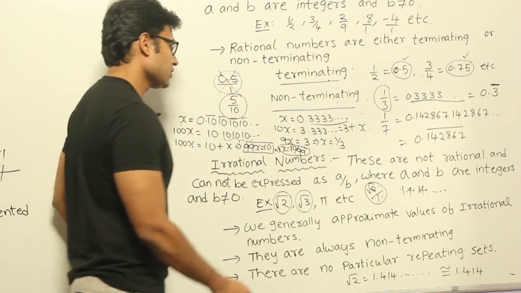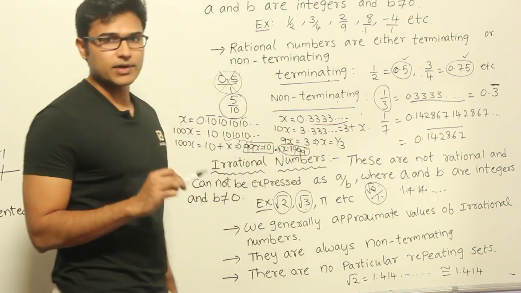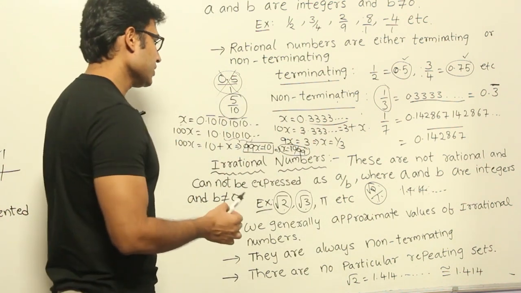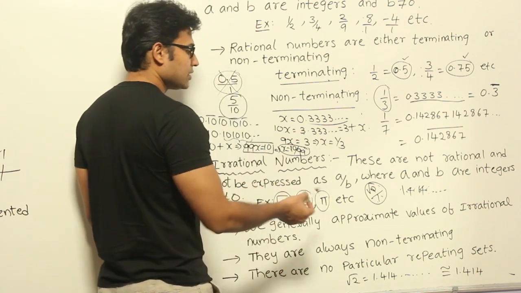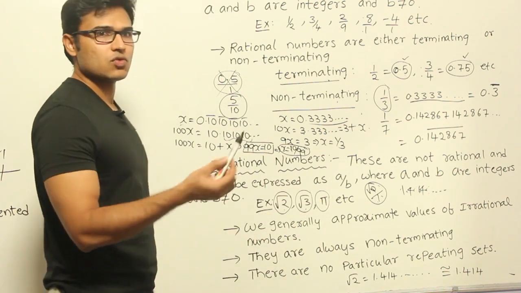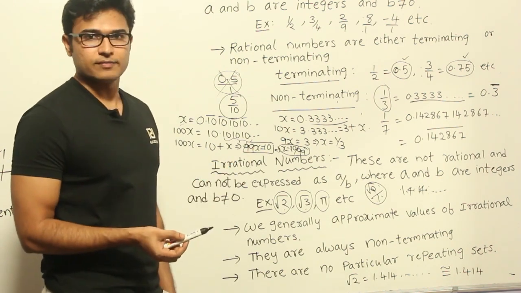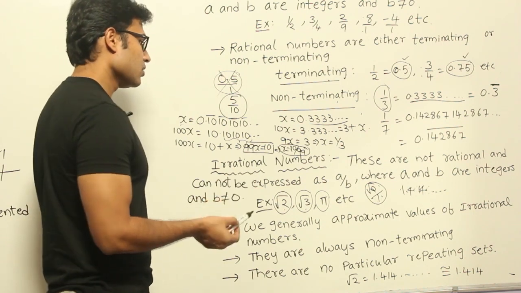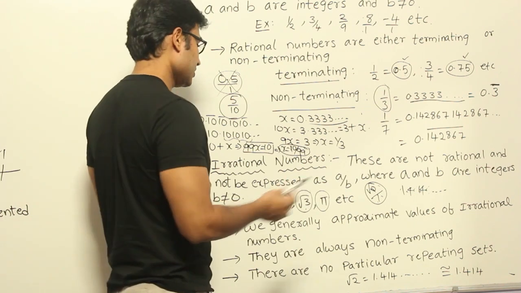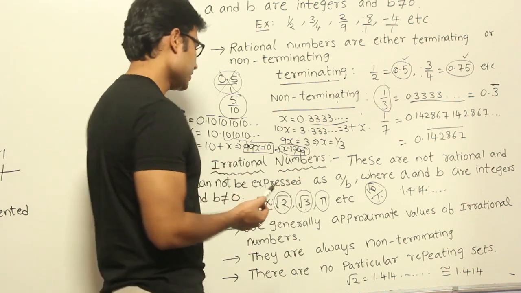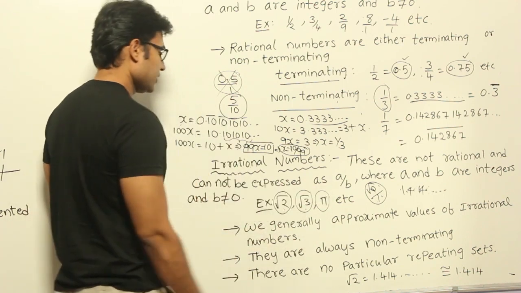Now the popular examples are all square roots of natural numbers except the perfect squares. They are all irrational numbers, and pi is also a famous example. Now if you look at pi, it is 3.14 and so on. That number is not going to repeat itself anywhere, and it is non-terminating, and you will never be able to represent it as a ratio of two integers. So you can remember these as the standard examples. They are all called irrational numbers.